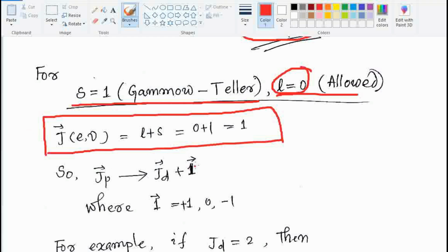And the spin change is 1 vector. That's why we put 1 vector here. The parent nucleus is this, and the daughter nucleus is this, and there is a change in spin of 1 vector. And this 1 vector can take 3 values. It may be 1, it may be 0, or it may be -1. That means there is a change in spin between the parent nucleus and daughter nucleus of +1, 0, or -1.